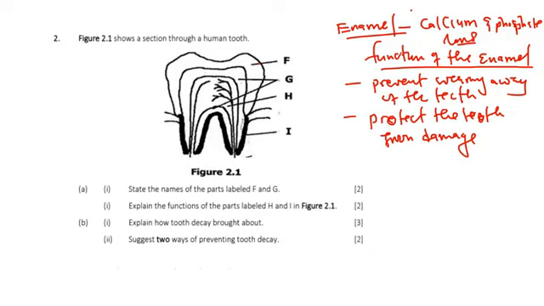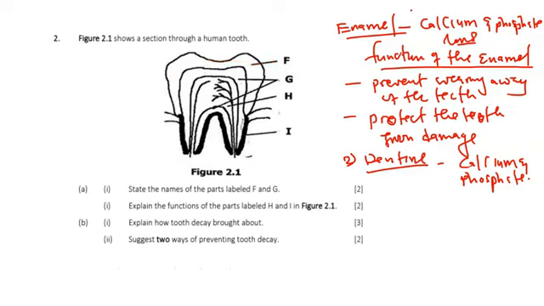The other part that we can look at, perhaps the second one, is called the dentine. The dentine is bone-like tissue made of calcium and phosphate ions. It is found right down below the enamel. So we have the enamel on top, which is this F. The whole of this outer part is called the enamel.